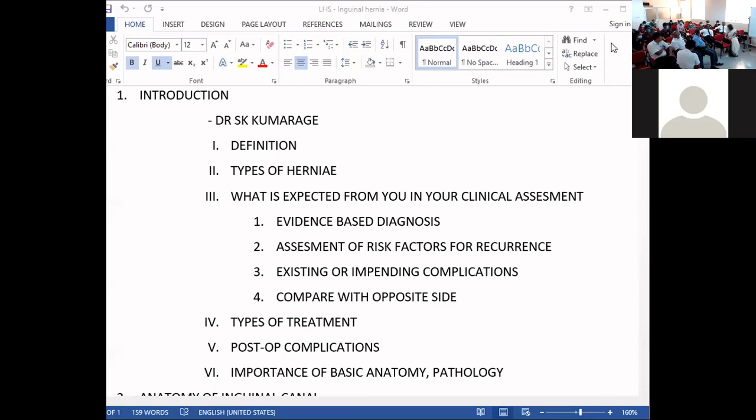Can I ask you questions now? Assessing risk factors for recurrence. What are we talking about? You have seen a lot of students asking. Now there is no evidence, but most examiners also want this answer. That's why I am going to tell that. But it is not an evidence-based thing. Weightlifting carries the risk factor for recurrent hernia or even to get a hernia.